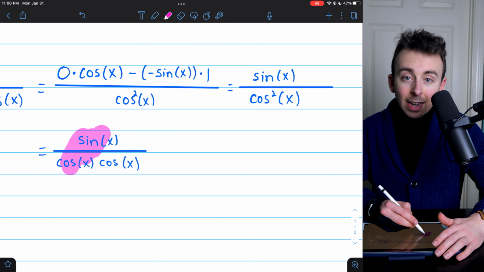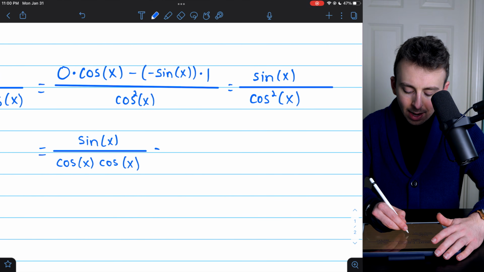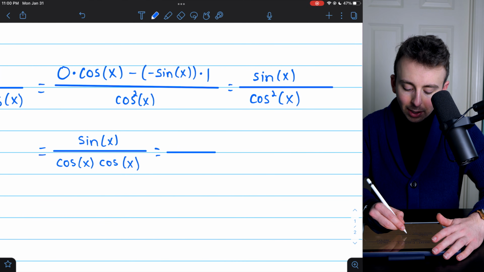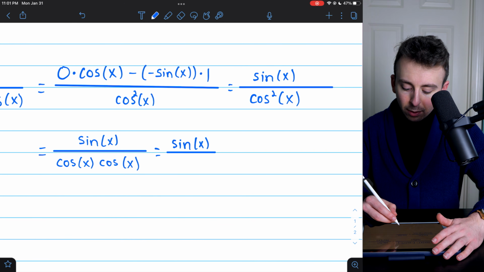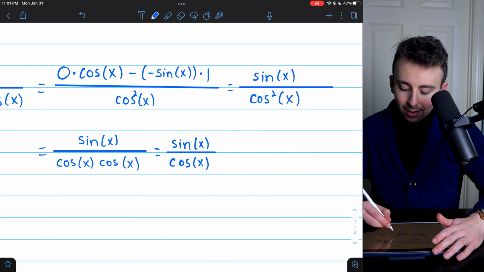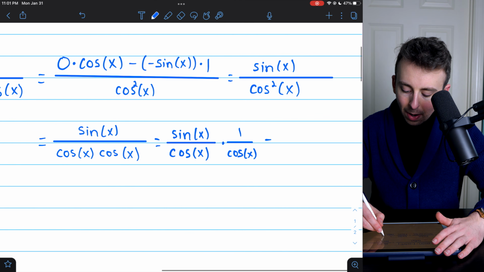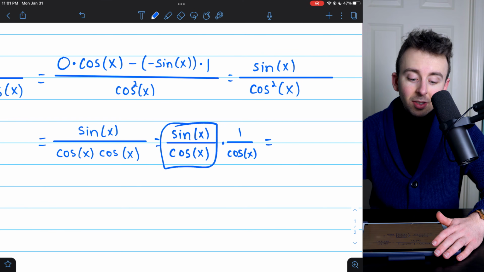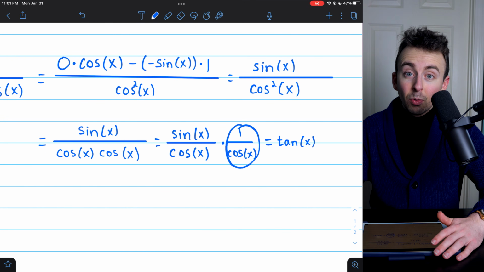So we've got sine over cosine times 1 over cosine. Let me write that out just to make this super clear. We've got sine in the numerator, and we've got two factors of cosine in the denominator. So we could write that like this. Sine over cosine times 1 over cosine. And now we are just about done. Sine over cosine is, of course, the tangent function, tangent of x. And 1 over cosine, well, that's what we started with.